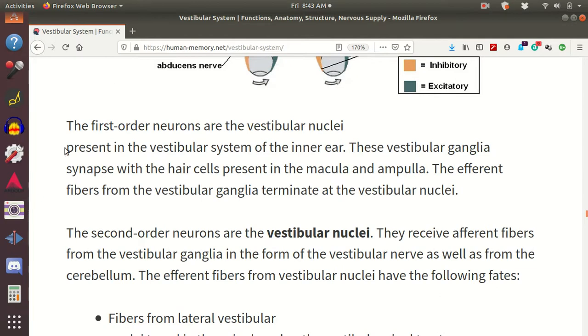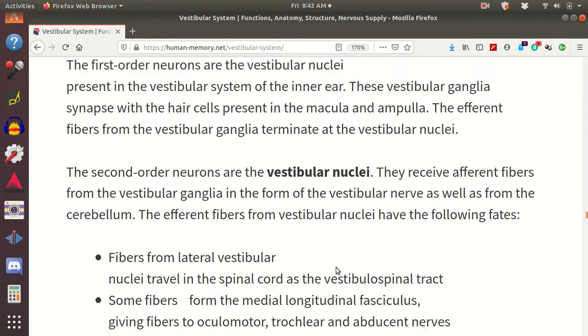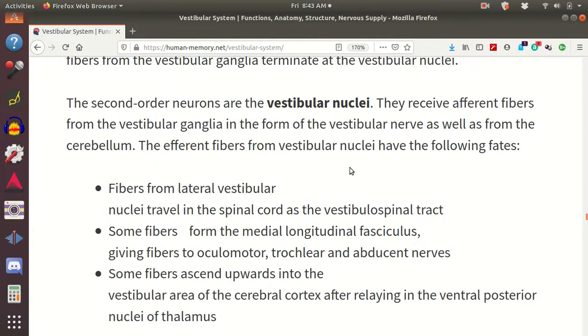The first order neurons are the vestibular ganglia present in the vestibular system of the inner ear. These vestibular ganglia synapse with the hair cells present in the macula and ampulla. The efferent fibers from the vestibular ganglia terminate at the vestibular nuclei. The second order neurons are the vestibular nuclei. They receive afferent fibers from the vestibular ganglia in the form of the vestibular nerve as well as from the cerebellum. The efferent fibers from the vestibular nuclei have the following states.